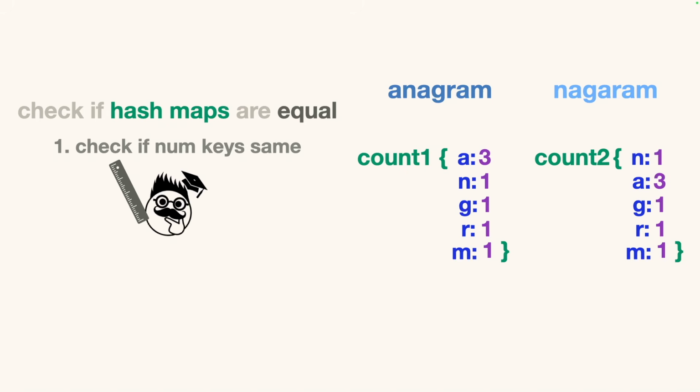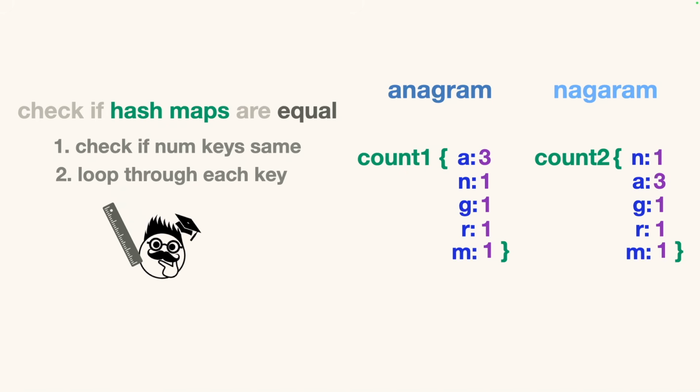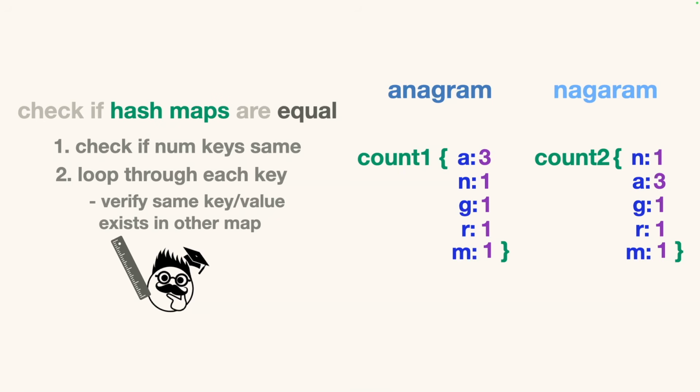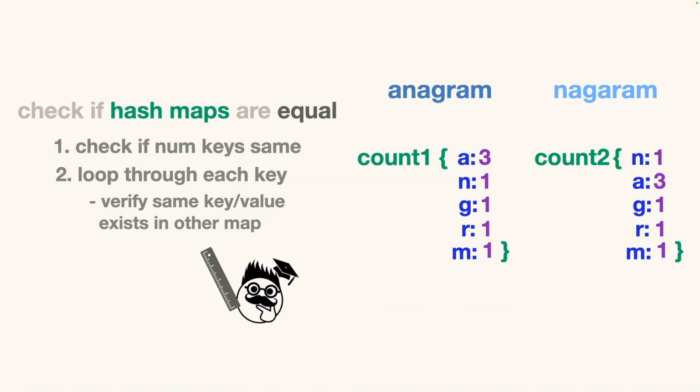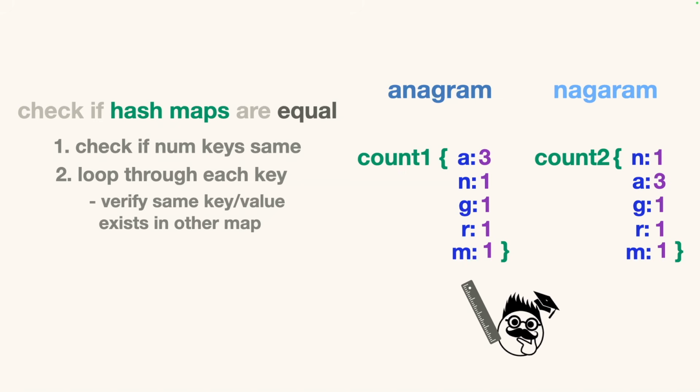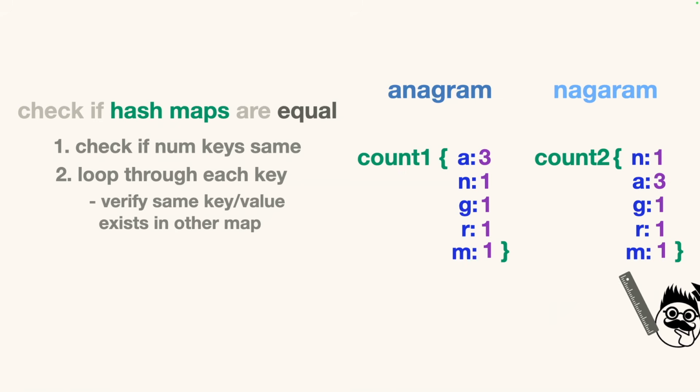And after you verify that the number of keys is the same in both hash maps, then what you want to do is loop through each key of one of the hash maps and verify if that same key value pair exists in the other hash map. So let's actually run through this algorithm just conceptually here. So let's say looking at my first hash map here, I can see that it has a size of 5, meaning that there are 5 keys in this hash map. Looking at the second one, there are also 5 keys. So I pass step 1.